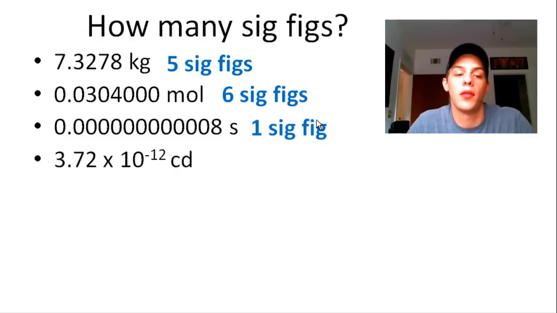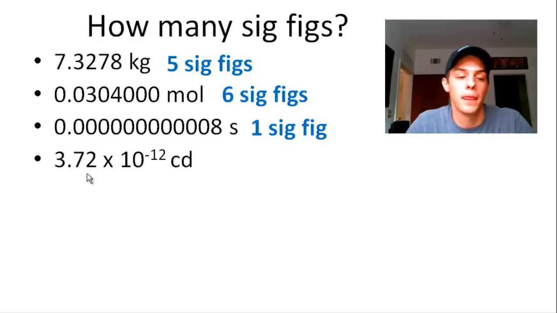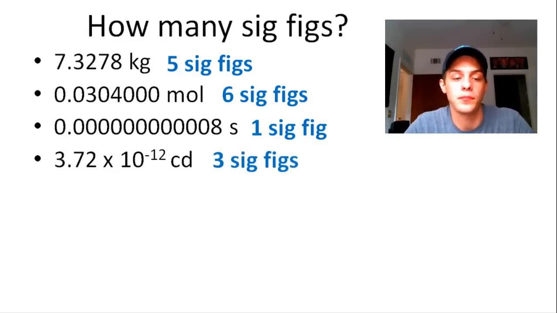The next one is 3.72 times 10 to the negative 12 candelas. Candela is the SI unit for luminous intensity. When it comes to numbers that are shown in scientific notation like this, you can basically just ignore the power of 10 and just focus on this part here on the left. So if we look at this part here on the left, they're all non-zero, so they're all significant, and there are 3 of them. So this has 3 sig figs.